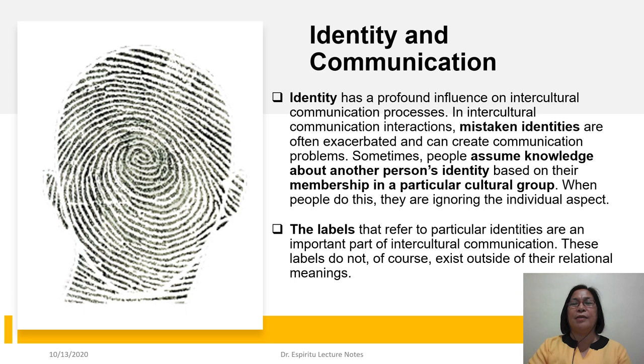So when people do this, they are ignoring the individual aspect. And the labels, so labels that refer to particular identities are an important part of intercultural communication. These labels do not of course exist outside of their relational meanings. So in your classes, sometimes at the beginning of the semester, if the teacher is giving a lot of requirements, you would say, this teacher is so and so. If the teacher does not give requirements, you would say, this teacher is lazy. And you tend to complain. So we have the tendency to judge. You are familiar with this labeling of people.